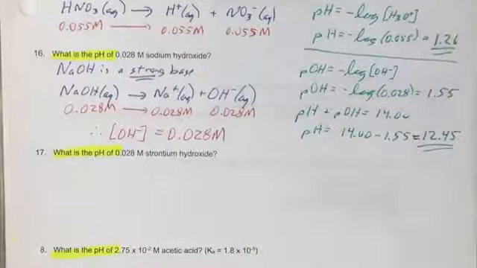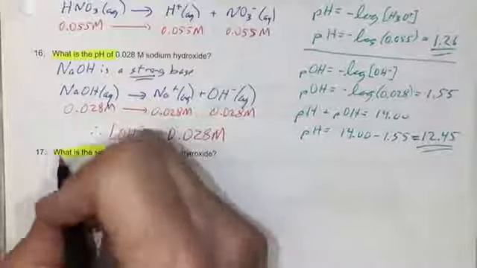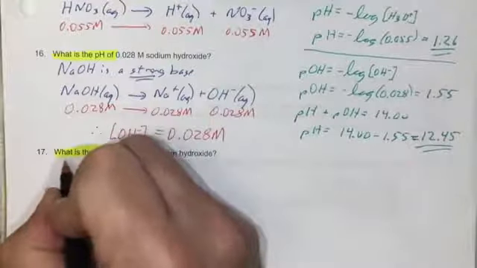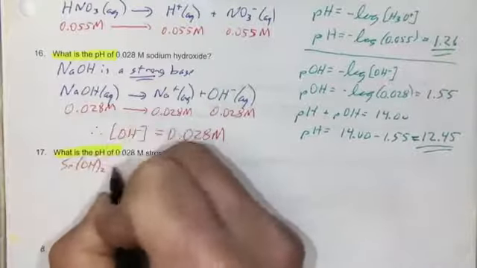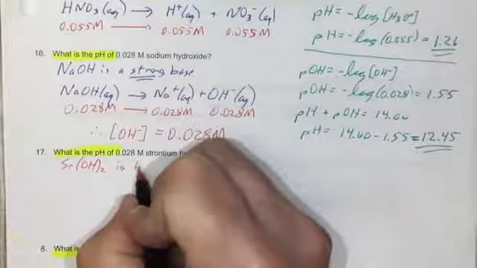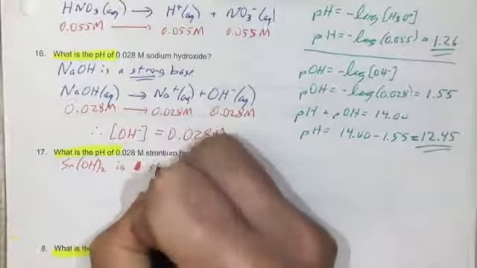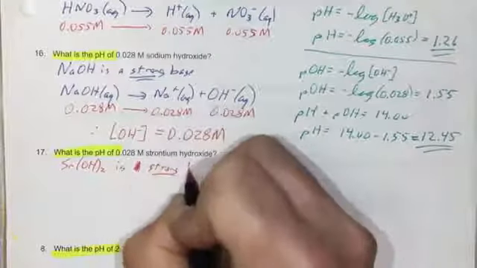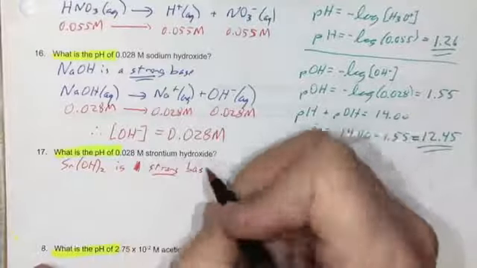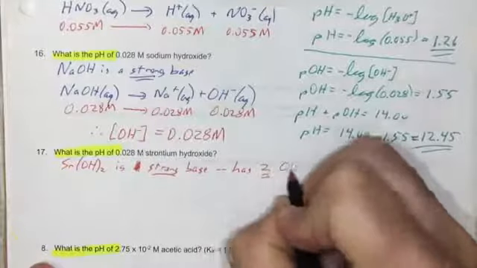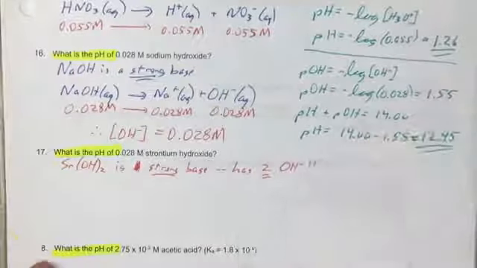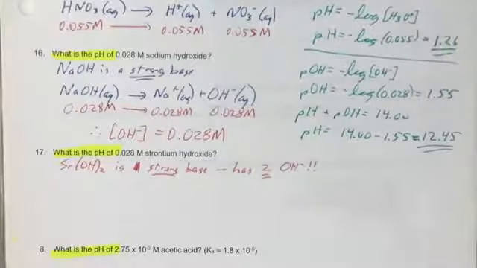The next question, what is the pH of 0.028 molar strontium hydroxide? Now, first of all, you need to know that Sr(OH)2 is a strong base, and that it has two hydroxides, two OH minuses. That's very important. You have to take those into account.